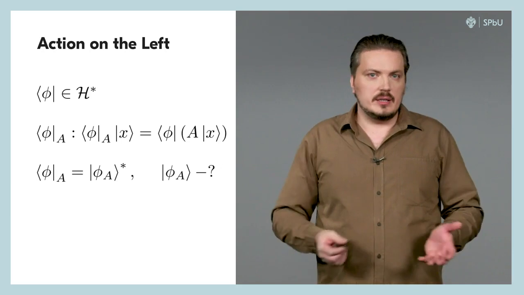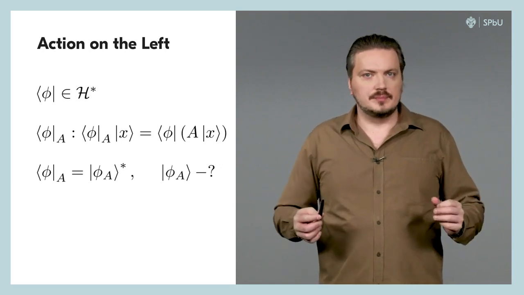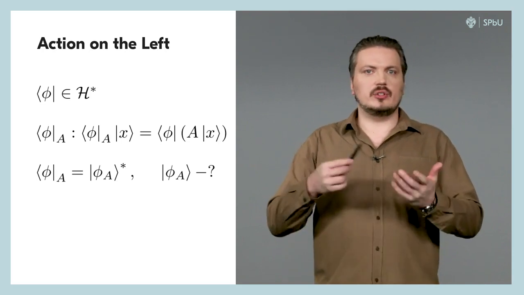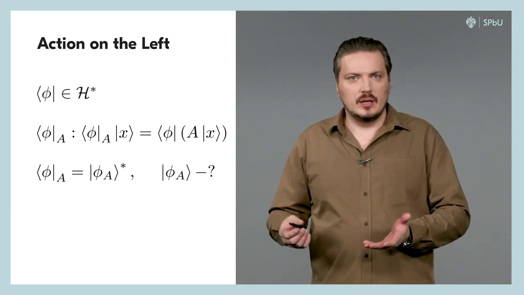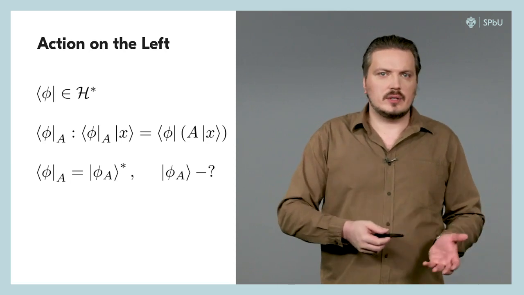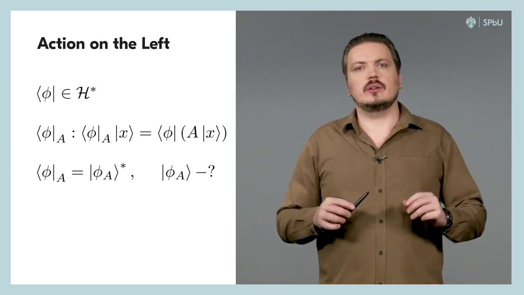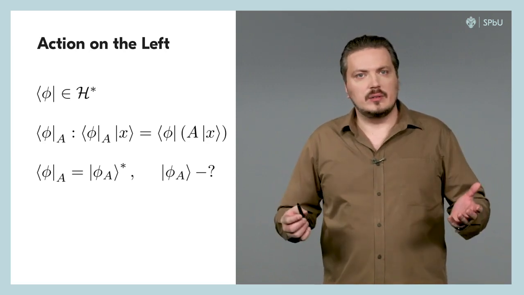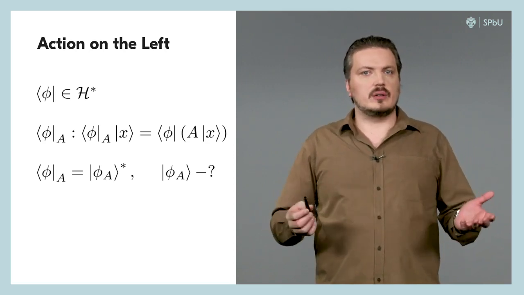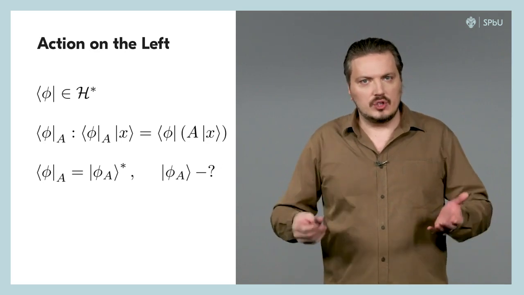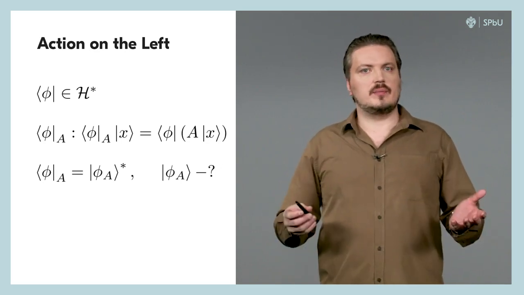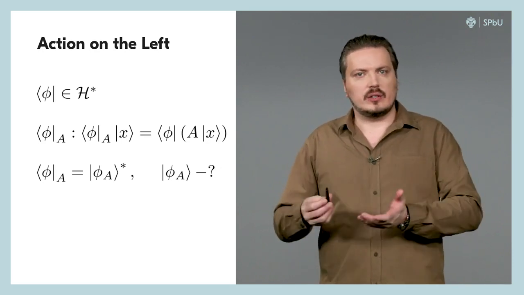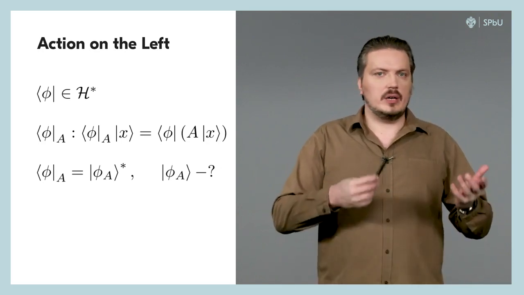This new thing is indeed a linear functional. It takes vectors as its input and returns scalars. And you can easily check yourselves that its action is linear. But since it is a linear functional, there must be some vector, phi A, whose Hermitian conjugate defines it. And this vector is defined by the initial vector phi and the operator A.